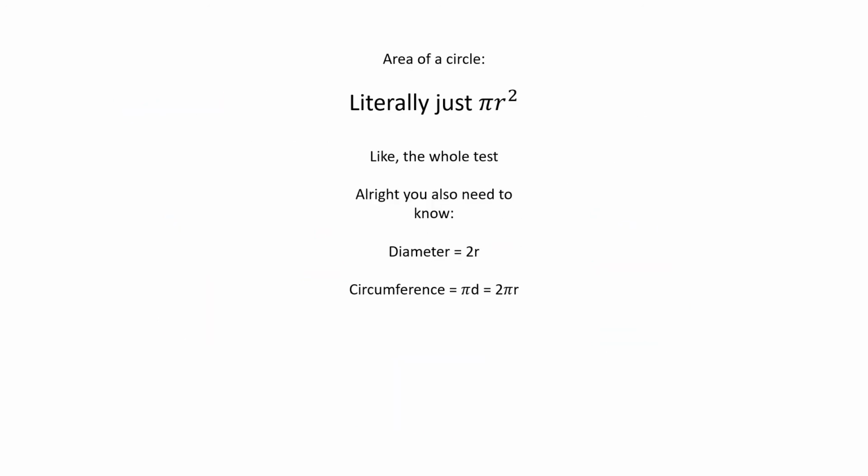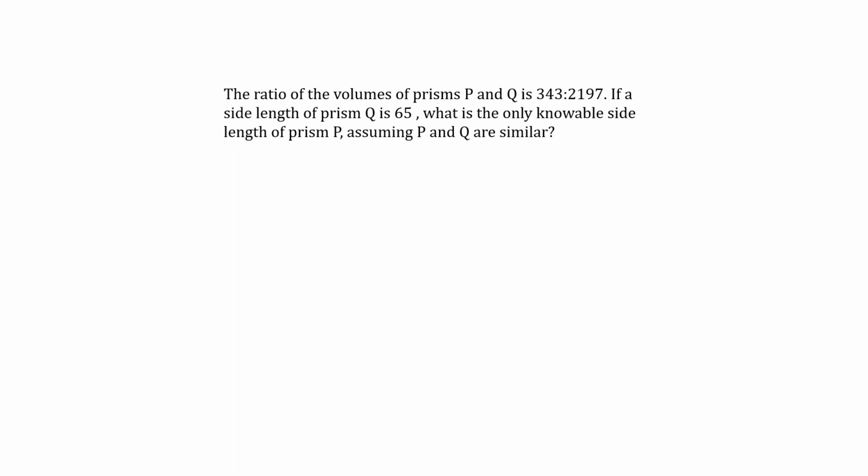And there should be one more. The ratio of the volumes of prisms P and Q, it doesn't tell us which type, doesn't tell us anything really, is 343 to 2197. All right? So that is our third dimensional ratio. If a side length of prism Q is 65, what is the only knowable side length of prism P, assuming they are similar?